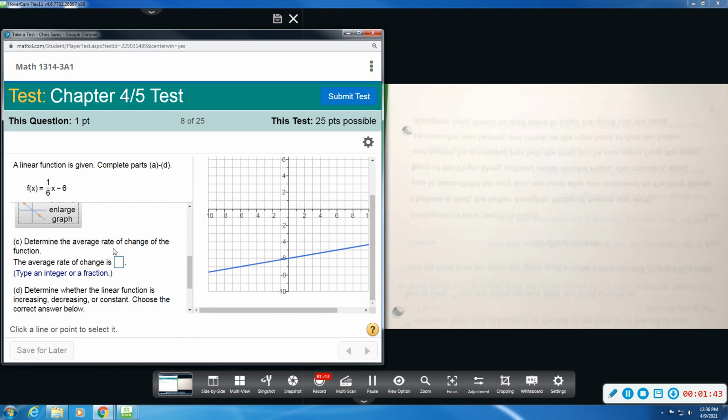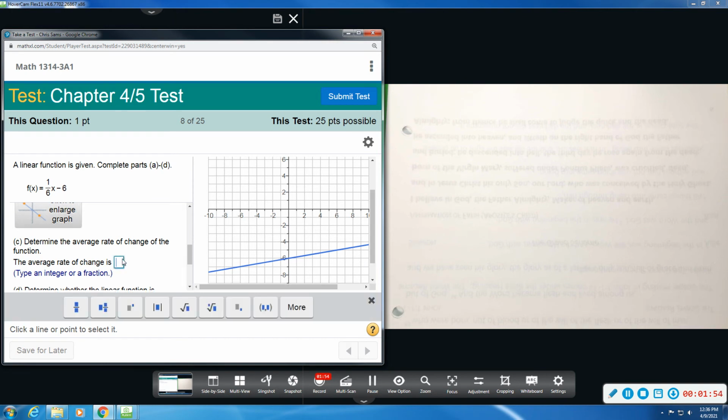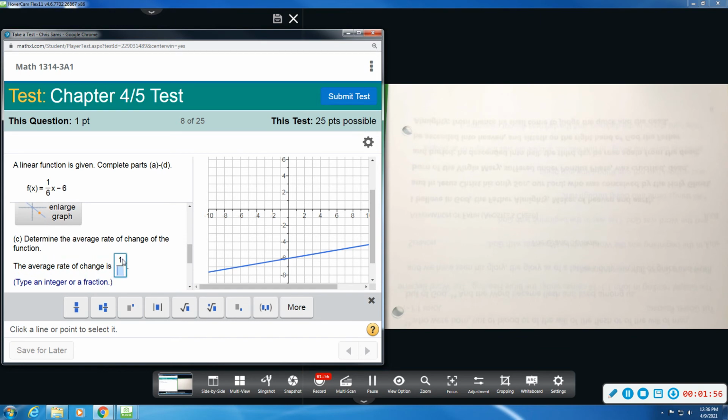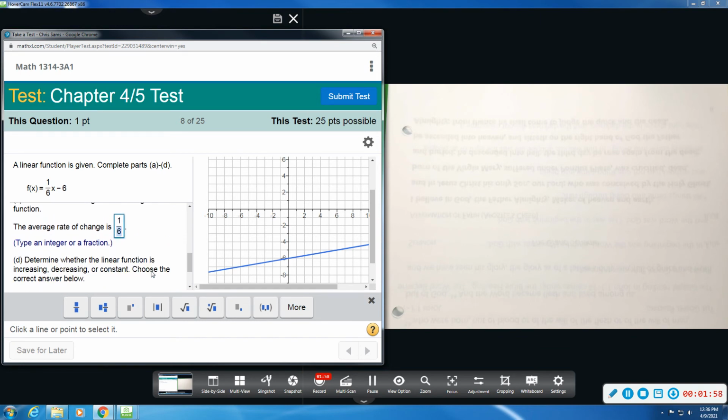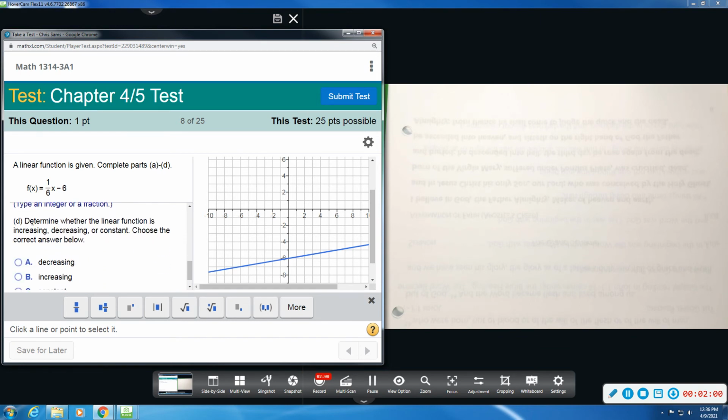Okay, so C wants to find the average rate of change. When you have a linear function, average rate of change is just dealing with the slope. It's another name for slope. So when they ask average rate of change, they're just asking for the slope. So again, 1/6. And then D, we want to determine whether the linear function is increasing, decreasing, or constant.